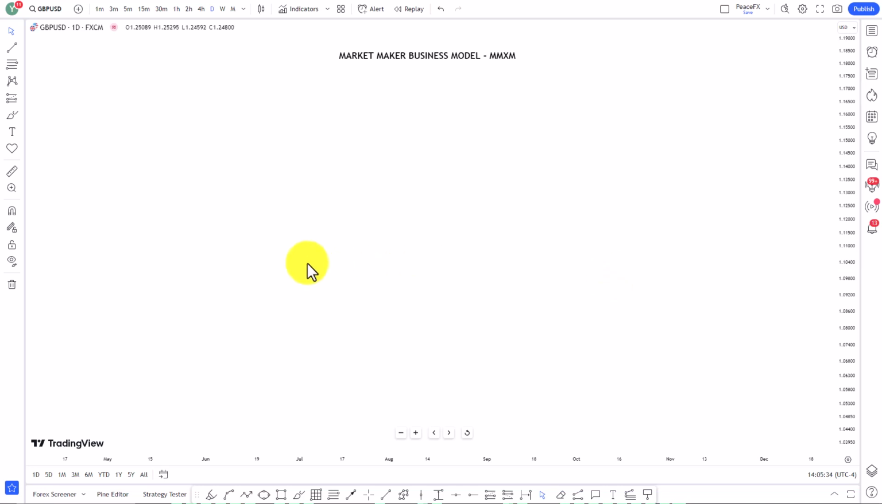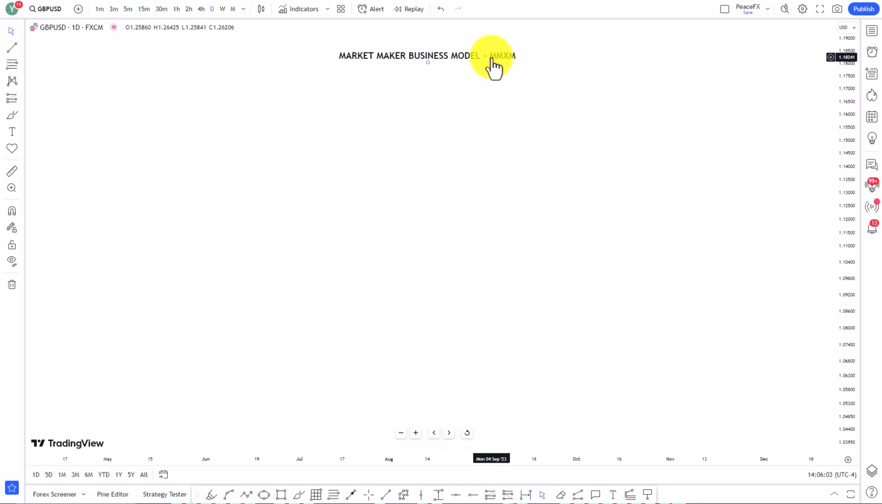Hello, greetings. Now that you understand how you can get the real institutional order flow in regards to the seasonal tendencies and the COT, I would also like to draw attention to the market maker business model, because it's something that has to occur in my trading, and you can use it to confirm your directional stance.